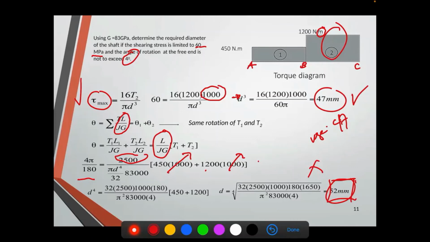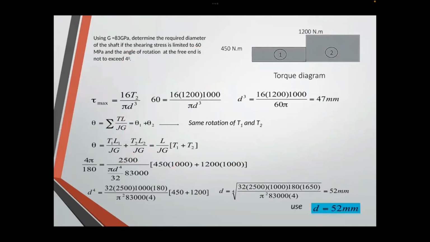So, ito yung magiging limit sa design natin. We want our circular shaft to be safe against twisting. So, we will choose 52. So, greater than siya dun sa allowable sa shear. So, safe pa din siya. So, gagamitin natin, use the 52 mm.